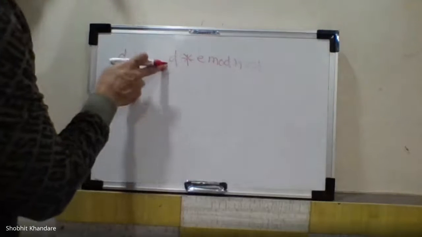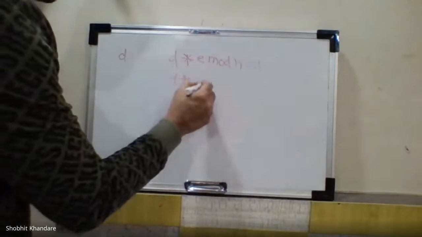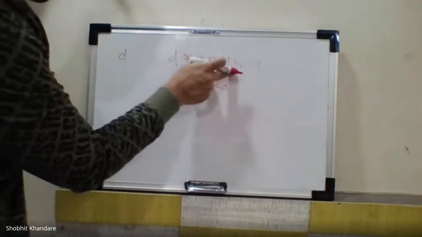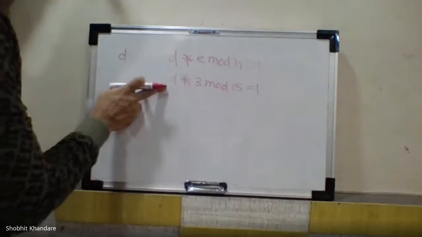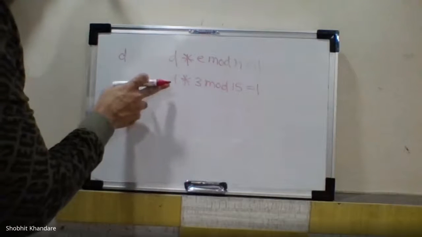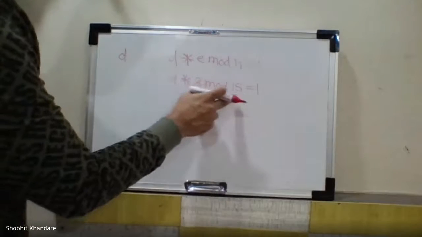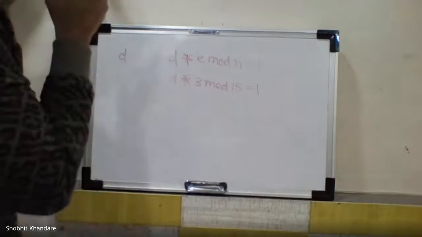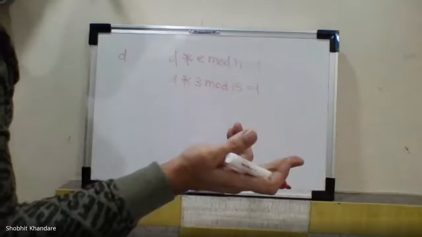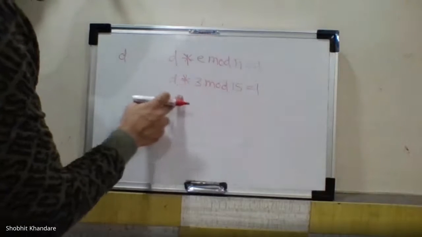So what value of d should I take? d into 3 mod of n, where the value of n is 15, should be equal to 1. What values can I take? If I take d equal to 2, then 2 into 3 is 6, 6 mod 15. Tell me the answer. It is 6. If I take d equal to 3, 3 into 3 is 9, 9 mod 15.